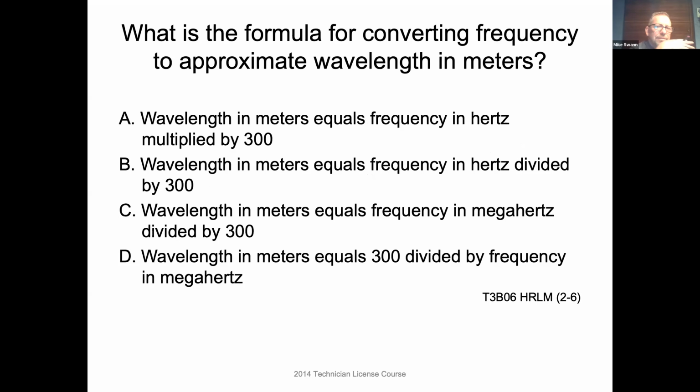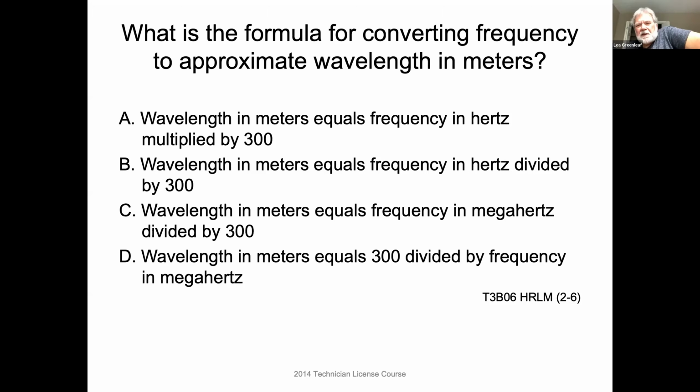Okay, what's the formula for converting frequency to approximate wavelength in meters? Now you have to remember some details here. Okay, so it is lambda equals C over F, where F is frequency. So 300 is the constant, so 300 divided by frequency. Yep, D. 300 divided by frequency gives us wavelength.